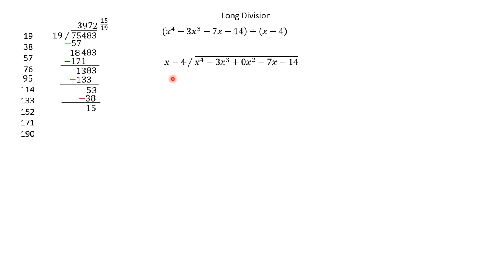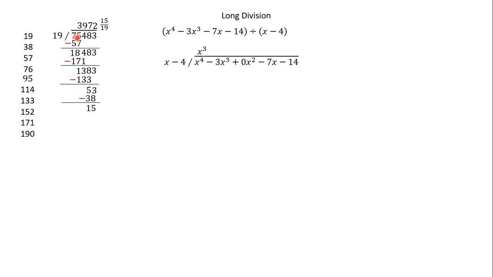And so, if we look at what times x equals x to the fourth, well, let's see, we don't have any numbers to deal with. So we have 1x, we need 3 more x's. That would be x cubed. So x cubed times x equals x to the fourth. That's going to go up there. Notice I didn't care about that 4 right now. It's minus 4. We're only looking at this first number.